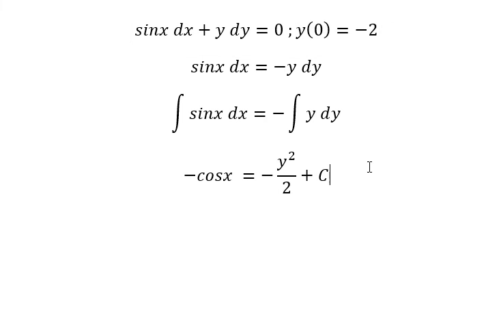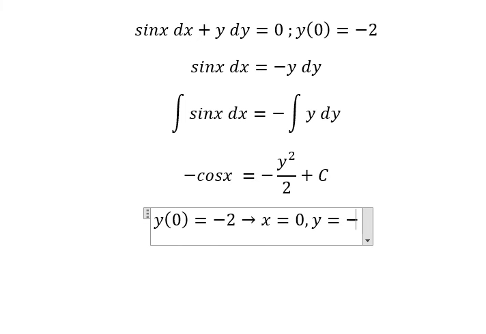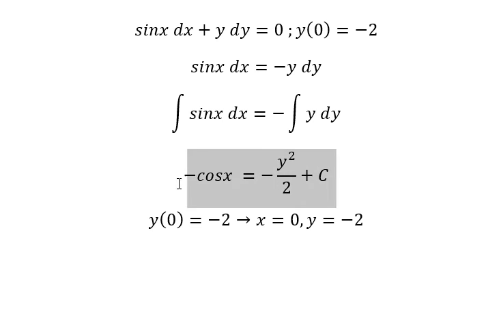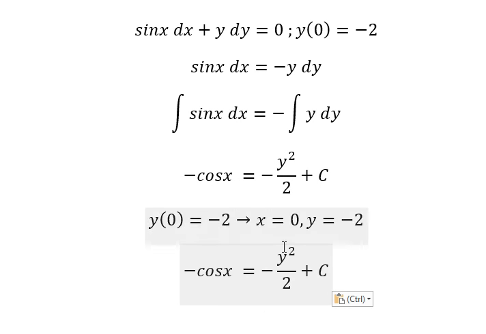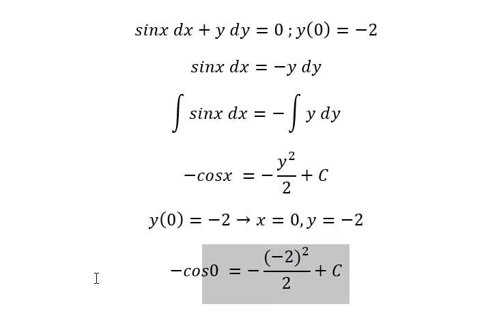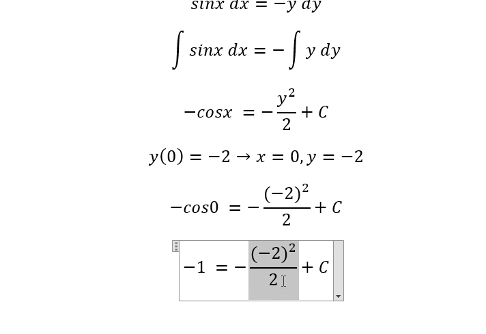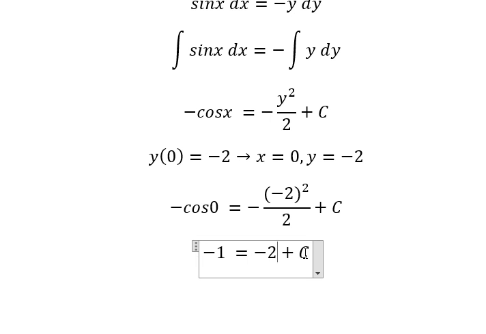So we know that x equal to number 0, y equal to negative number 2. So I will put number 0 here and negative number 2 here. And now cosine of number 0 we have number 1. This one in here we have negative number 2.